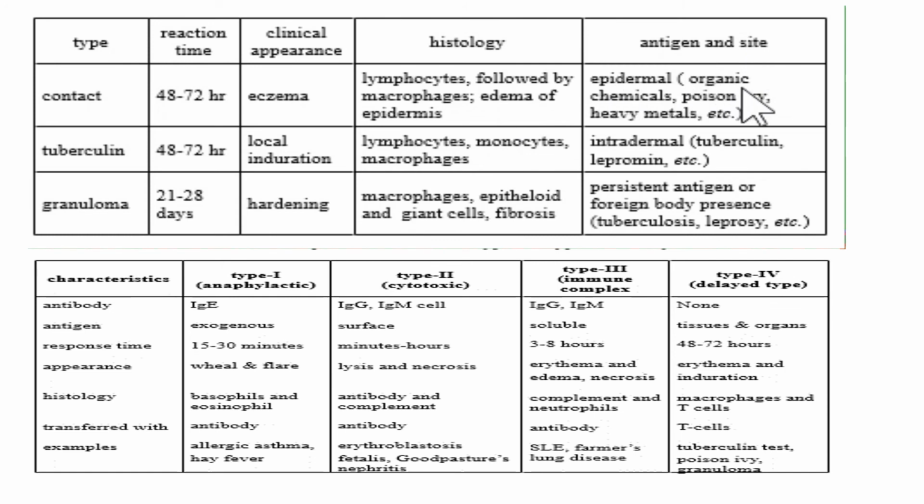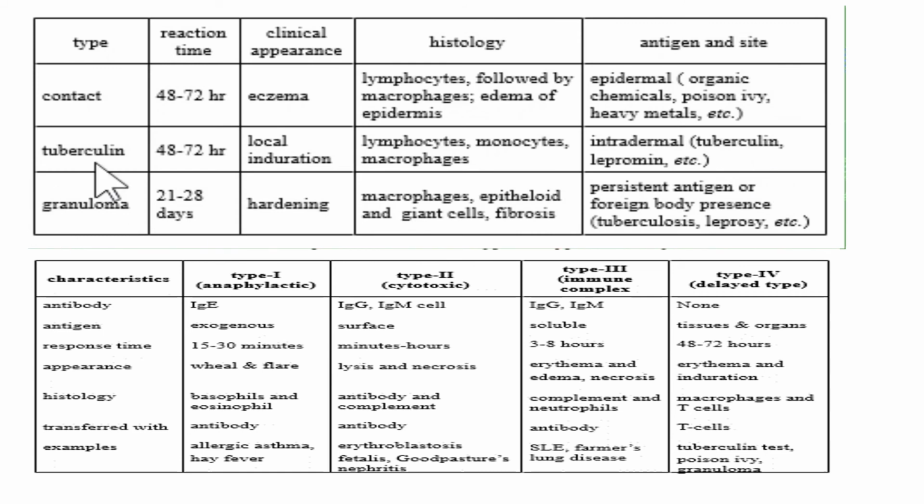the epidermal area. The second type is the tuberculin skin test. The time of the reaction is about 48 to 72 hours, described by local induration at the site of the injection. In histology, there will be a lymphocyte, monocyte, and macrophage infiltration. The antigen is the intradermal injection. The best example is the tuberculin and lepromine test.